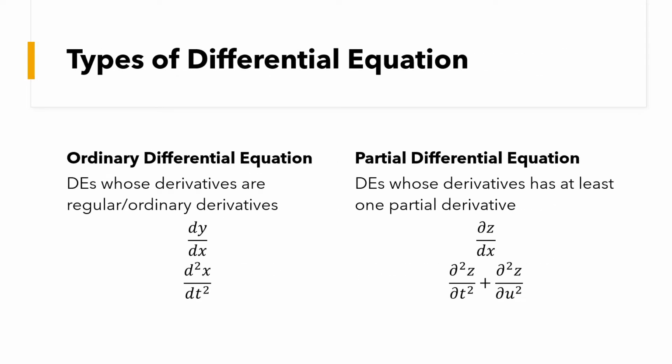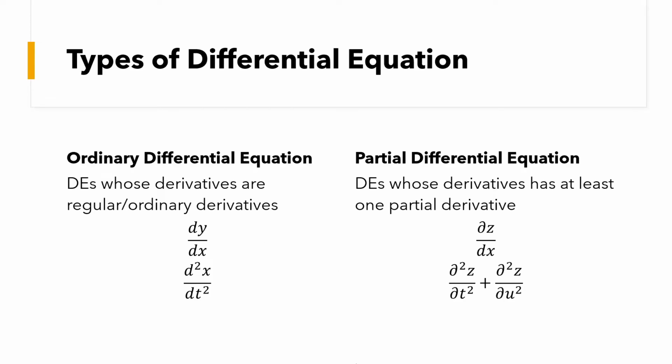Okay, so we have two types of differential equation. We have ordinary differential equations. These are DEs whose derivatives are just regular, or ordinary, derivatives, the usual ones we see, dy over dx, d squared x over dt squared. So those are our ordinary differential equations. For the partial differential equations, these are differential equations whose derivatives have at least one partial derivative.